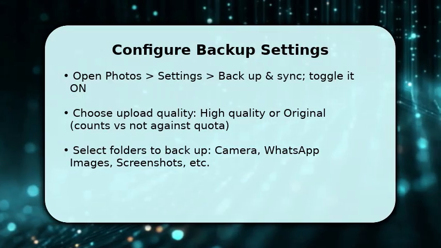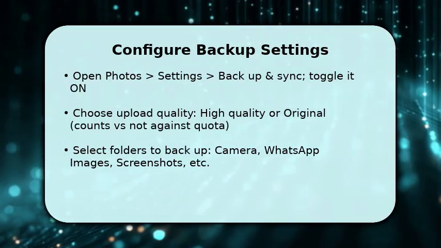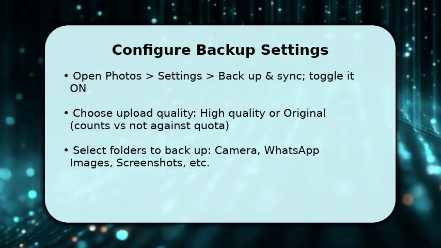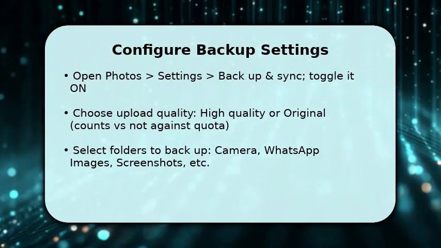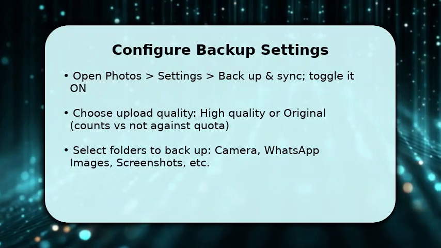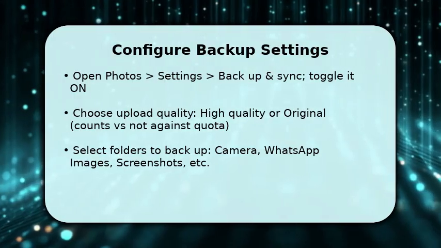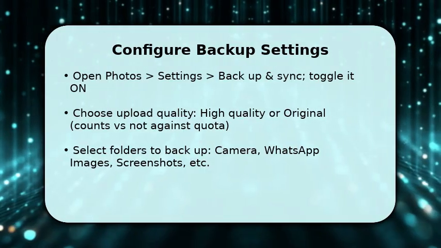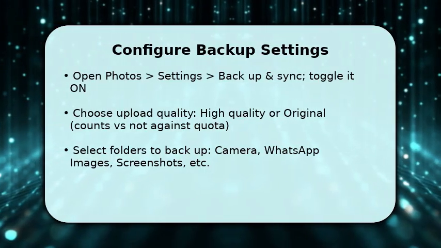Next, choose Upload Quality. High quality reduces file size, original preserves full resolution and uses storage, so pick what fits your quota. Then select specific device folders to include or exclude, like WhatsApp or screenshots, to avoid cluttering the cloud. Making these choices now saves time and bandwidth later.